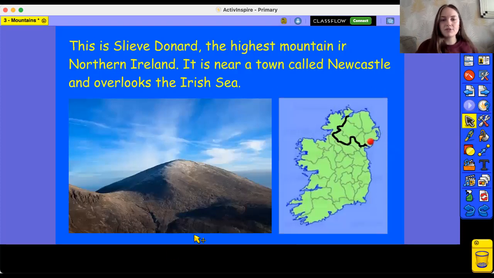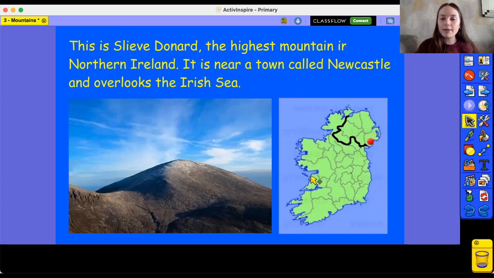This is another mountain. Now this mountain is called Sleevedonnard. What's it called? And I hope I'm saying that right, because it's an Irish mountain, this one. Sleevedonnard. What's it called? Sleevedonnard. And that is the highest mountain in Northern Ireland. And it's near a town called Newcastle, and it overlooks the Irish Sea.